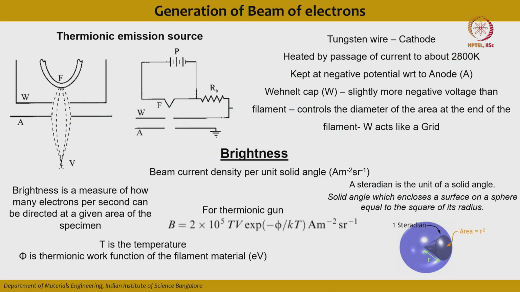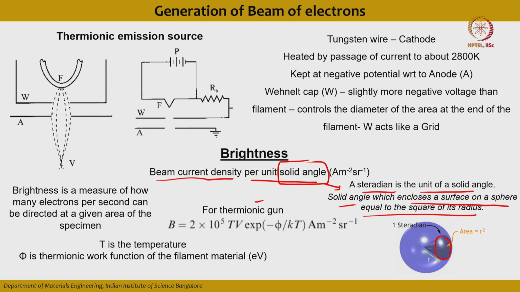Okay, as I told you in thermionic emission, it is related to the brightness. So the brightness definition is the beam current density per unit solid angle. This solid angle is measured in steradians, the unit of solid angle. What is a steradian? It is the solid angle which encloses a surface on a sphere equal to the square of its radius. So this is a steradian.